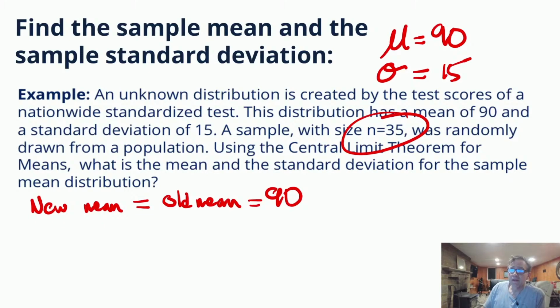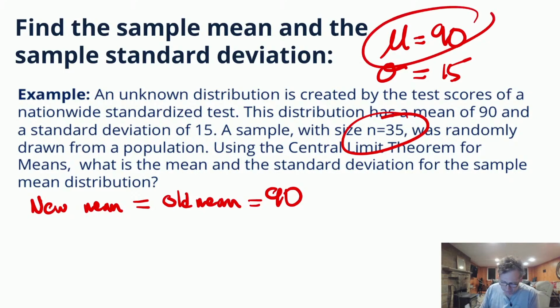90. That is to say, if every one of the people in our class were each to take a sample of 35 people and did this standardized test with them, we would find that the mean of all of our samples is the same as the original mean, which is 90.